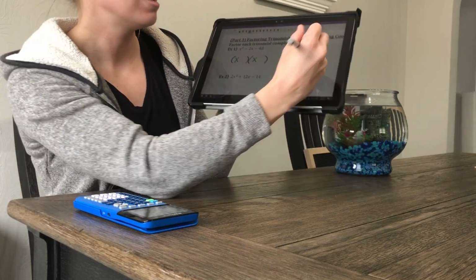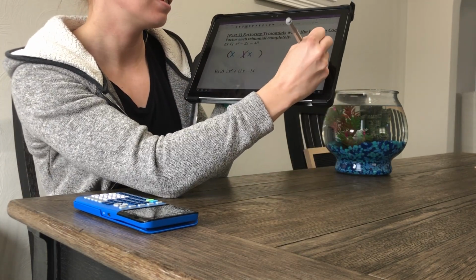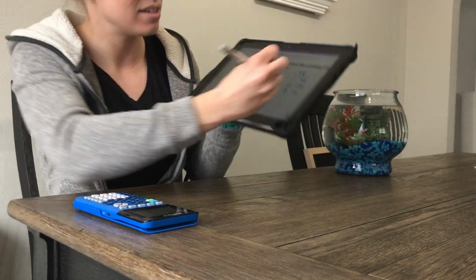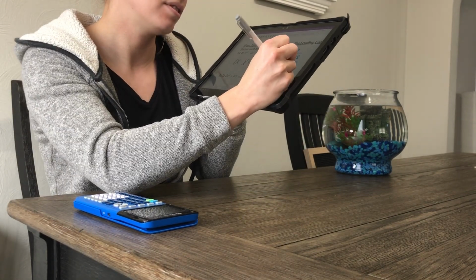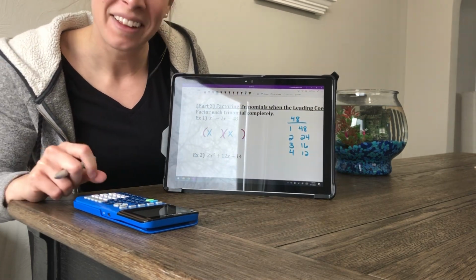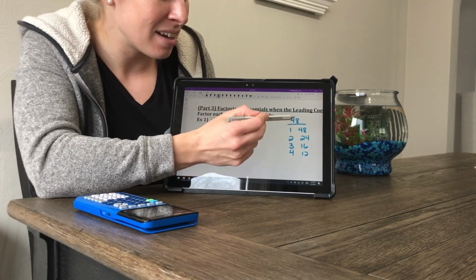Yes, and you get 16. Does 48 divide by 4? Yes, and you get 12. Does 48 divide by 5? Oops, I did that wrong. No, right? Because it doesn't end in a 5 or a 0.